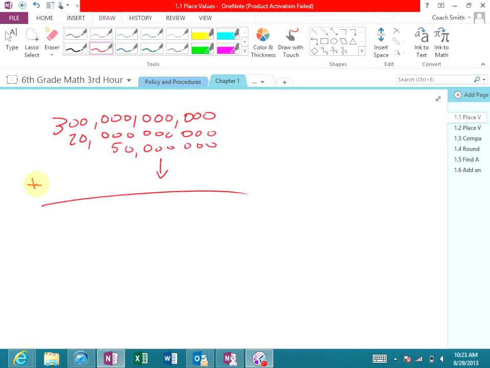Let's see here. All right, let's look at number 14. Everybody look at 14. Zach, read me the directions for 14. Write the numbers that are 1,000 more and 1,000 less than each given number. Okay.